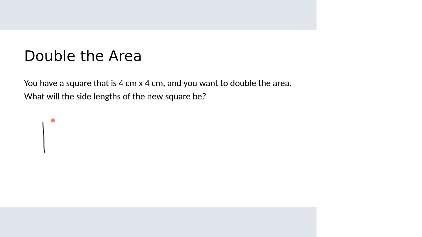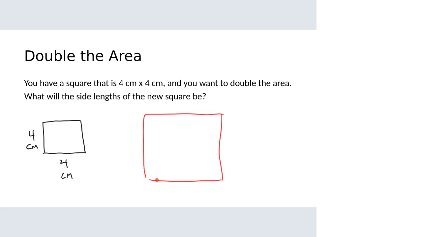I'm going to draw a picture of my 4 by 4, and I guess these are centimeters. I'll go ahead and label that. 4 centimeters by 4 centimeters square. If I want to double the area of that, what will the side lengths of my new square be? And if I didn't really put a whole lot of thought into it, what I might say is, well, if I want to double the area, then I'm just going to go 8 by 8.